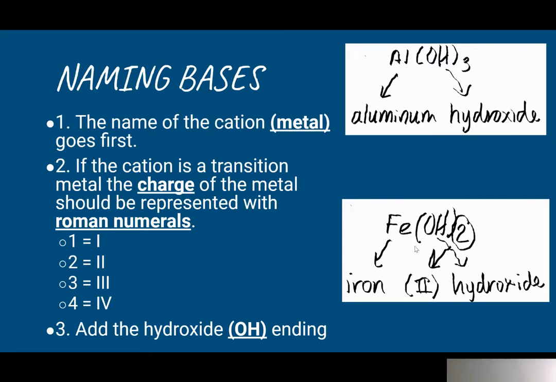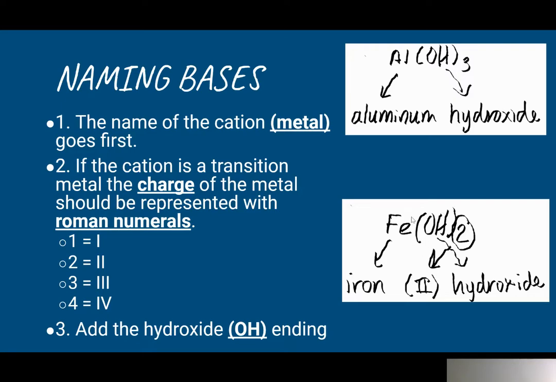Now for Fe(OH)2, iron, we name that first. That is one of our transition metals. So we are going to need to figure out what the charge is. And then we have OH, which is our hydroxide. So one handy trick about these problems is our hydroxide is always going to have a -1 charge. So in order to balance out the other element, you're just going to take whatever is listed here. Whatever number here is going to be your Roman numeral.